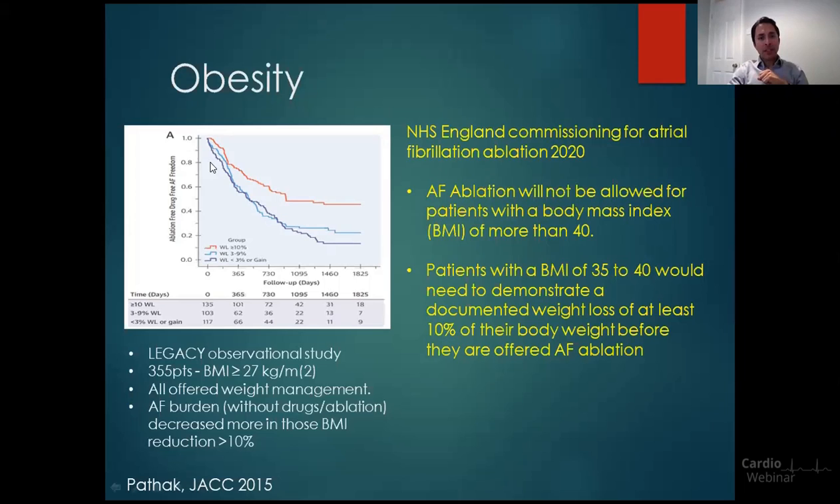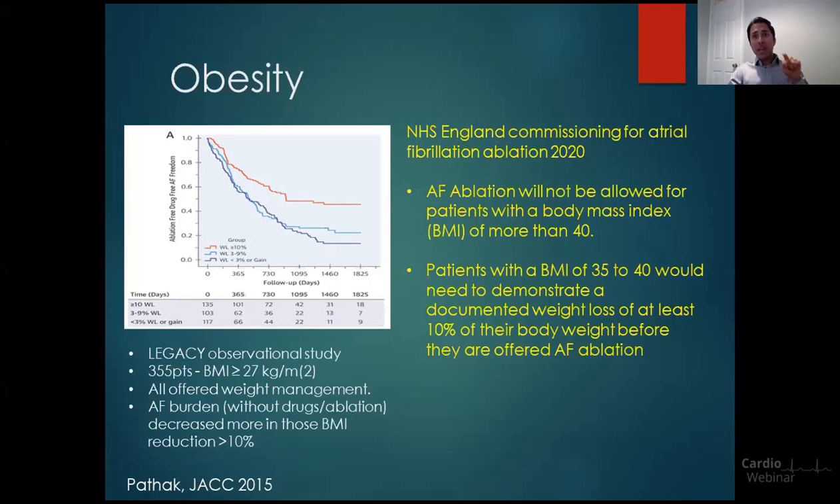And look at this Kaplan-Meier curve. On the x-axis is time. On the y-axis, ablation-free period, is the freedom from atrial fibrillation with just this intervention. Now, the red line represents those patients who lost more than 10% of their body weight. So those who lost more than 10% of their body weight had a significant reduction in their AF burden without additional therapies. And that gives you robust data to support the value of weight loss.